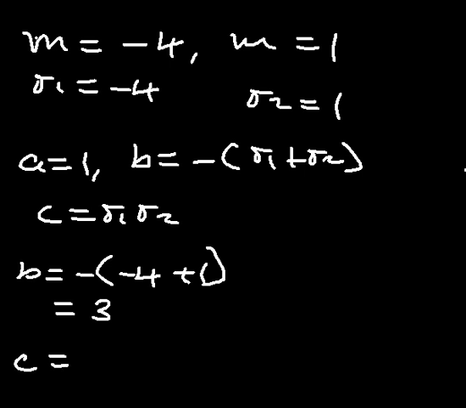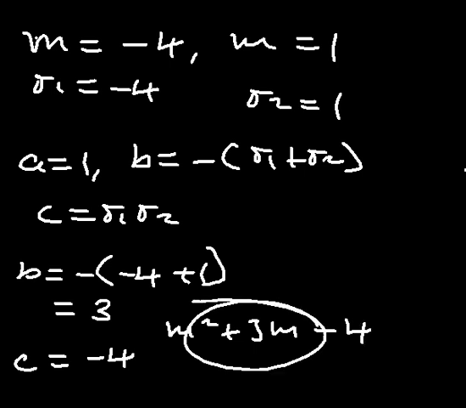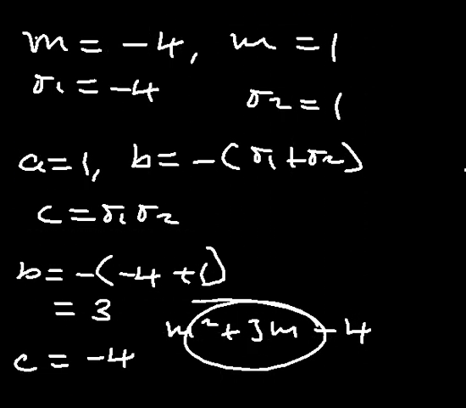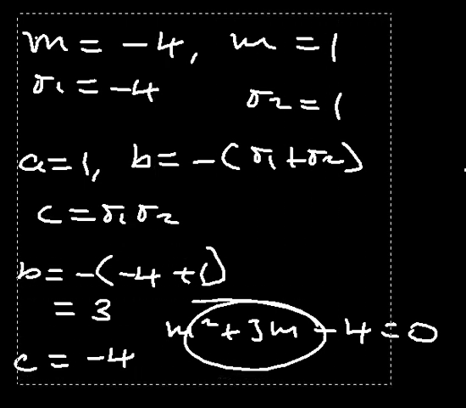And what is c? We have it as negative 4. Then we substitute into the general form, where we have m squared plus 3m minus 4, which is equal to 0. So that is the actual equation corresponding to those roots.